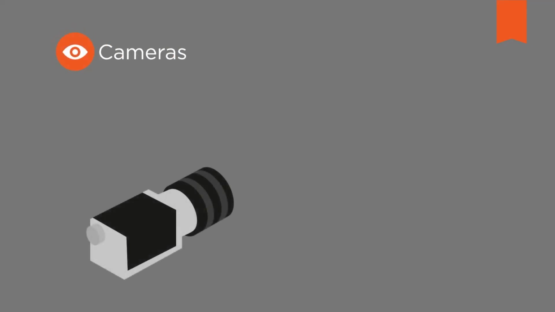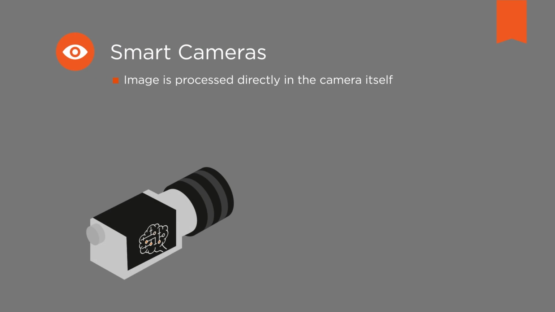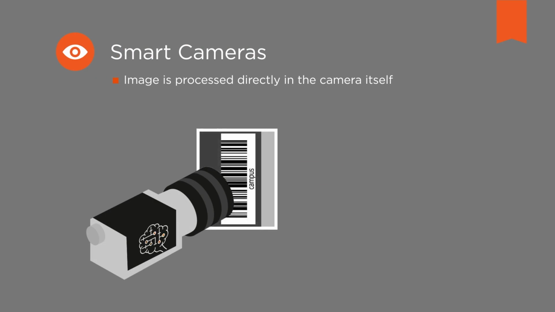The path of the image from the camera to the processing computer, as we have described it, can vary depending on the vision system. In smart cameras, for example, the image is processed directly in the camera itself. A smart camera for barcode recognition only passes the decoded value of the barcode to the connected processing unit, instead of the image with the barcode.